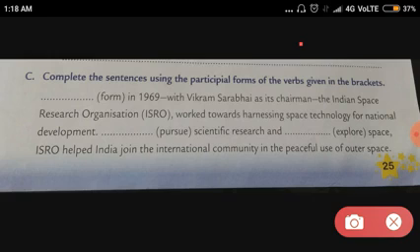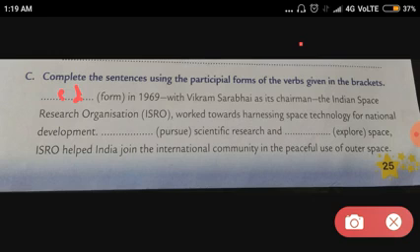In this, they have given a paragraph. Here, you have to find out a suitable word for this. First one. Should it be forming or form? You have to check. Dash in 1969. Here it should be formed in 1969 with Vikram Sarabhai as its chairman. The Indian Space Research Organization, that is ISRO, worked towards harnessing space technology for national development.